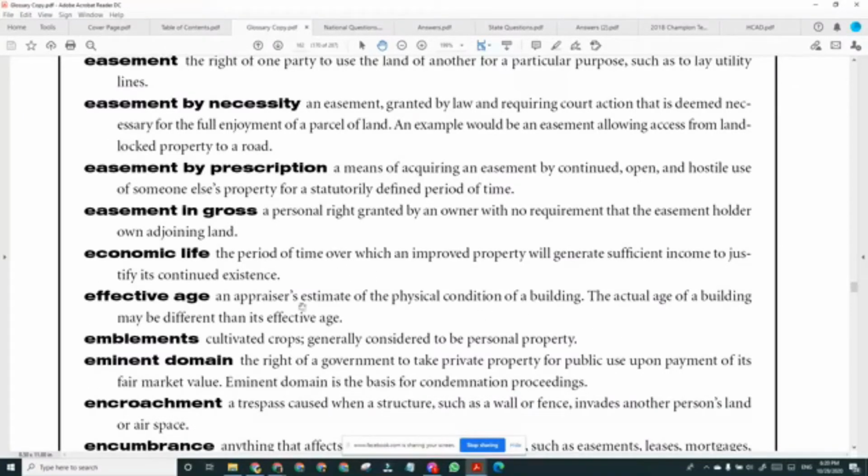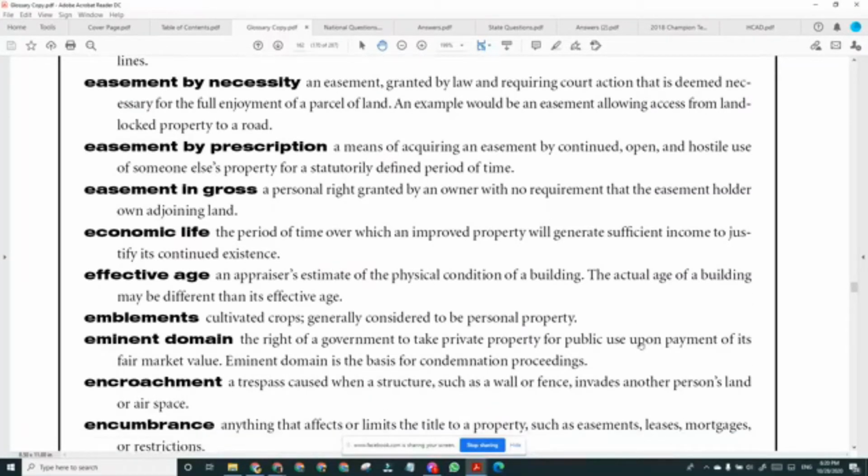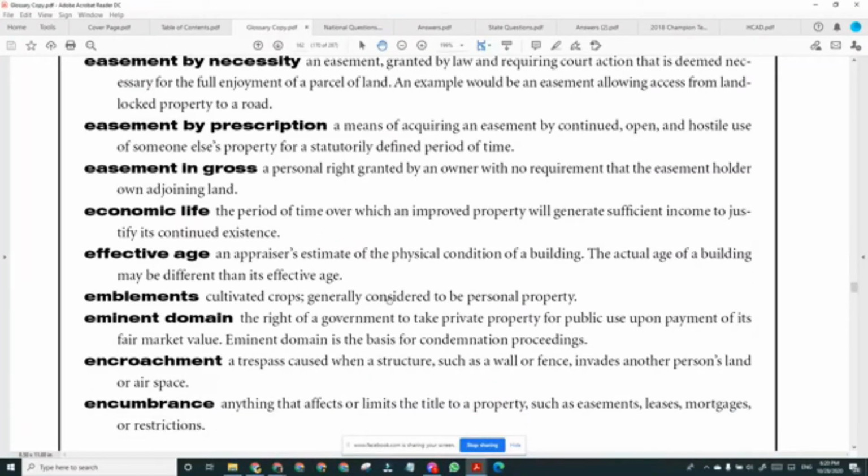And again, they are estimates, okay? Keep that in mind. What the appraiser provides is a calculated estimate based on comparables, adjustments, and costs at some point, at some times. Implements, cultivated crops, generally considered to be personal property.